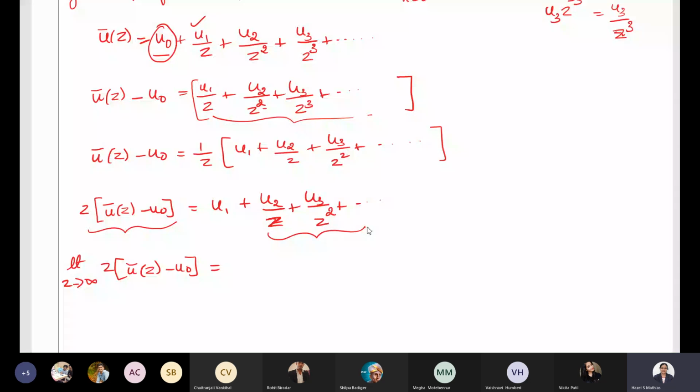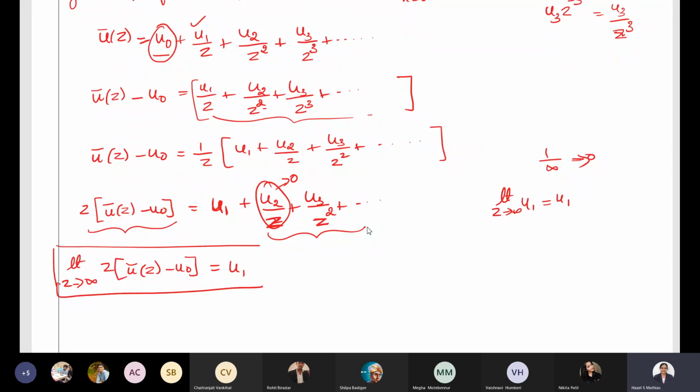When z tends to infinity, this term tends to 0, because 1 by infinity is 0. It approaches 0 when the denominator tends to infinity. So here also, when the denominator, that is z, tends to infinity, 1 by infinity tends to 0. What happens with this u1? u1 is a constant. So limit z tends to infinity, u1 will be equal to u1 itself. So we will get the expression for u1. What is u1? Limit z tends to infinity, z into u bar of z minus u naught. That will be the value of u1. This is how you find u1.